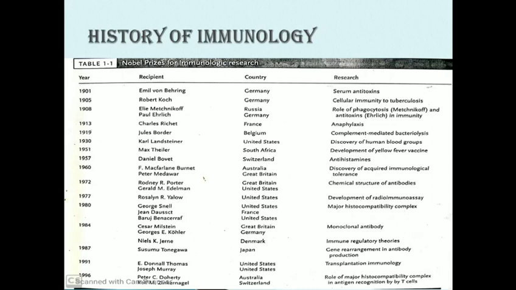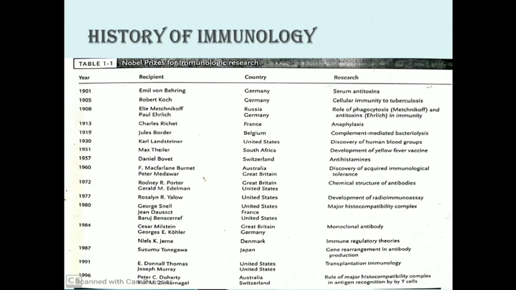Like in one column, they will give the names of the scientists, and in another column, they will give their contribution. Okay, and you have to match both the columns. So in order to do that, you need to go through the whole chart and you need to memorize the names of the scientists along with their contribution.